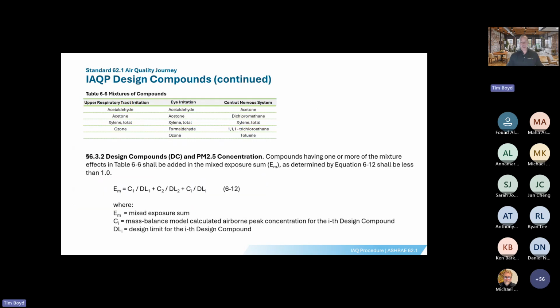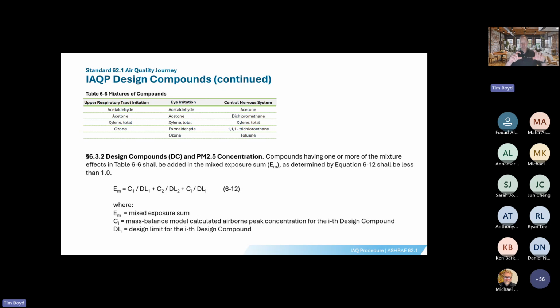The second aspect of the calculator, which does this for you, I'm just showing it to you so you understand it, is this idea of a mixtures of compounds test. So there are compounds in the air that target the same human systems. So for instance, look at eye irritant. Formaldehyde and ozone both target eye irritant. So as well as xylene and acetone and acetaldehyde.